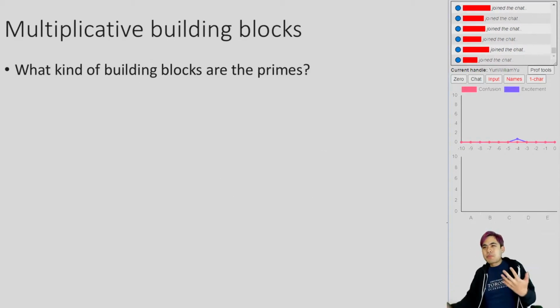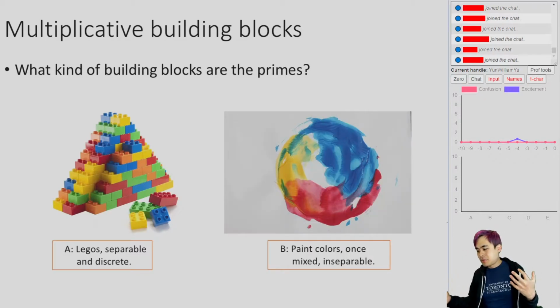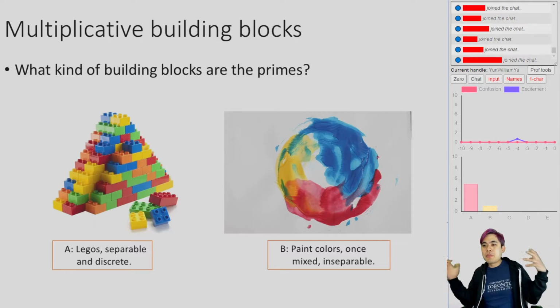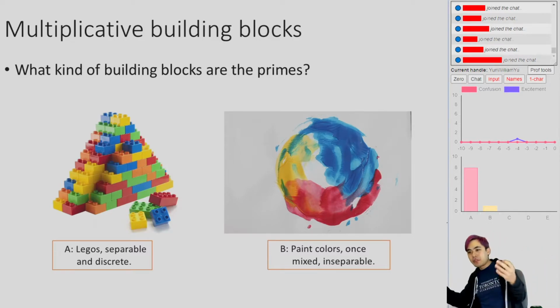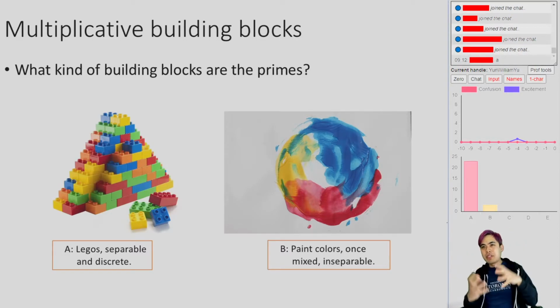So that brings us to our central question, right? What kind of building blocks are the prime numbers? Are they more like Legos, discrete and separable, or are they more like paint colors? Once you've mixed them, you can't separate them anymore. So, which of those are they? When you have different building blocks, like the primary colors of paint, you can mix them together and paint all kinds of things, or you have Legos, which you can put together and take apart, and they remain discrete somehow.